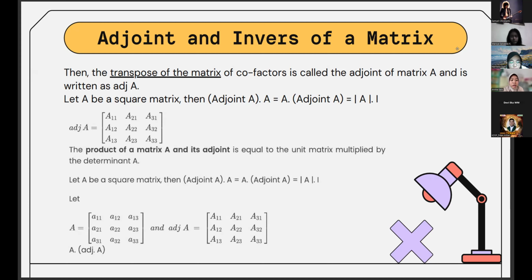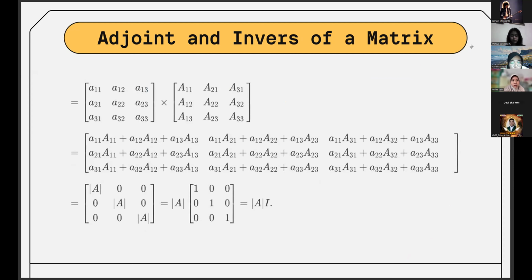Let A be A11, A12, A13, A21, A22, A23, A31, A32, A33, and adjoint A be A11, A21, A31, A12, A22, A32, A13, A23, A33. Then A multiplied by adjoint A is the product of these two matrices, which gives the matrix with determinant A on the diagonal and 0 elsewhere, and this equals determinant A multiplied by I.